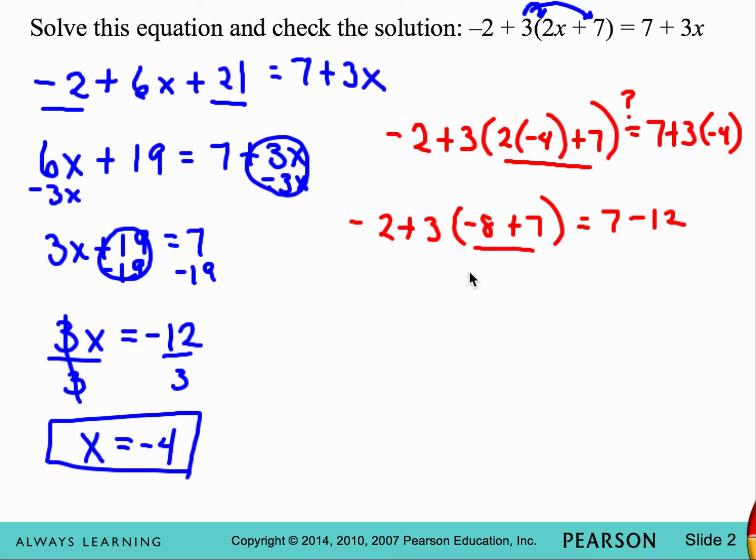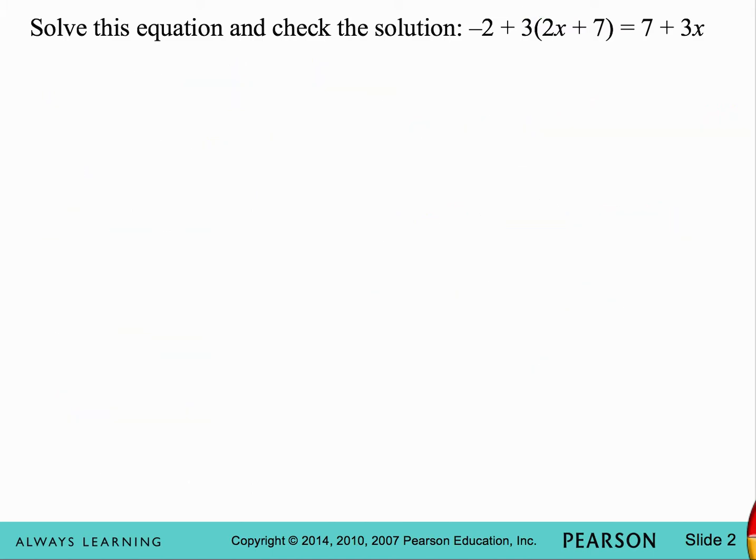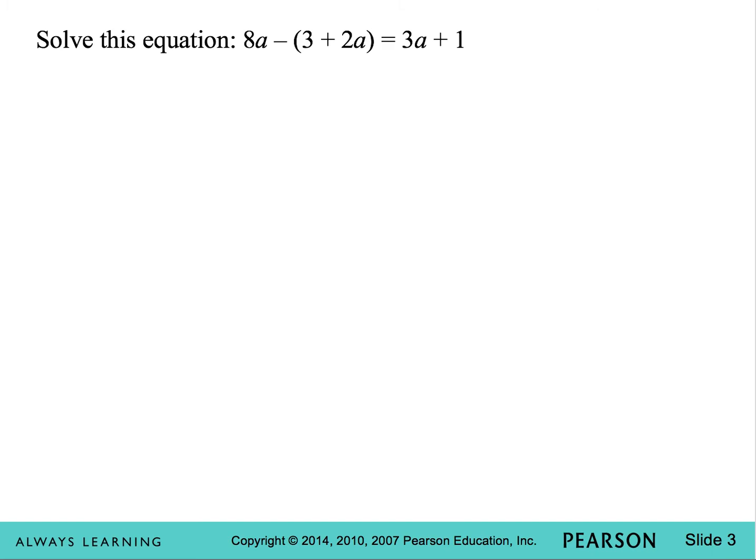Still have parentheses over here. So negative 2 plus 3 times negative 1 is that negative 5. Is negative 2 minus 3 equal negative 5? Yes, it checks. So one great thing is we can always check our equations and see that we have the right answer.